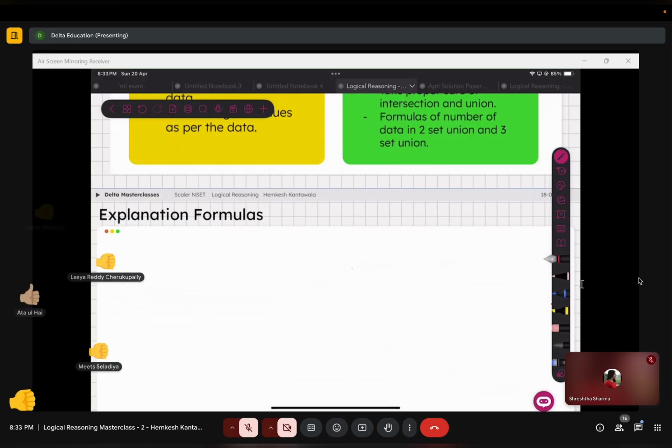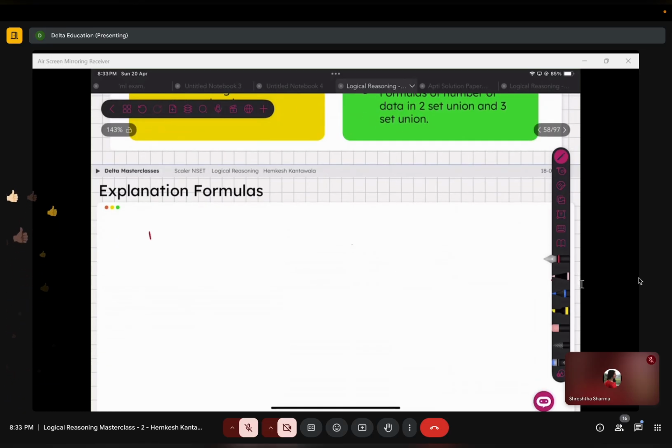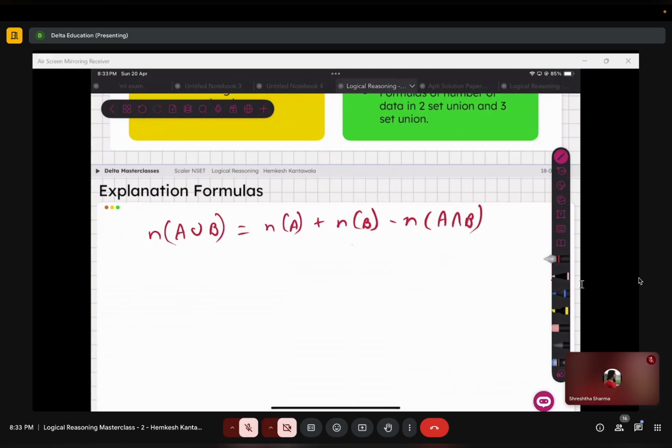Yeah. So just let me note down the formula for two sets. The formula would be n of A union B, where n of represents the total number of things present in those. Correct. It would be n of A plus n of B minus n of A intersection B. Correct.